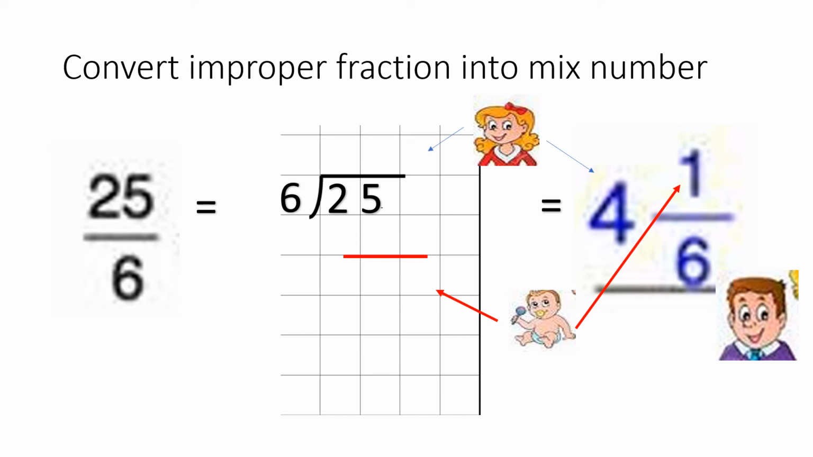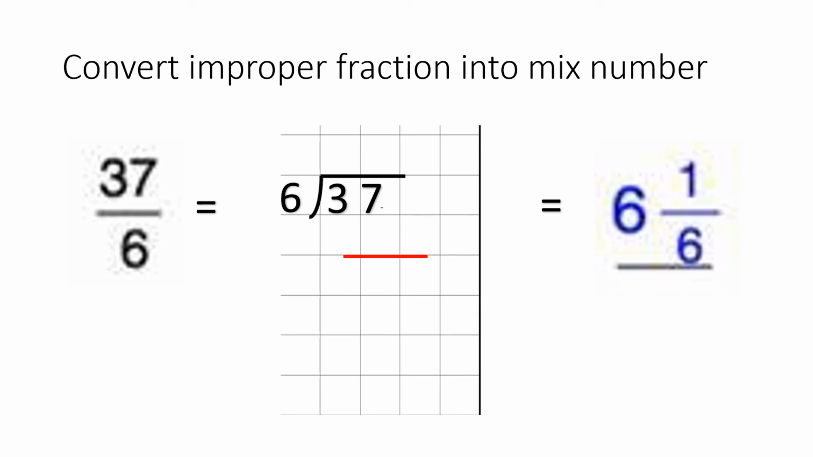Look at 6 times table. Is that 25? And what is the nearest? The nearest is 24. 6 times 4 is 24. Then you need to minus, 25 minus 24 is 1.